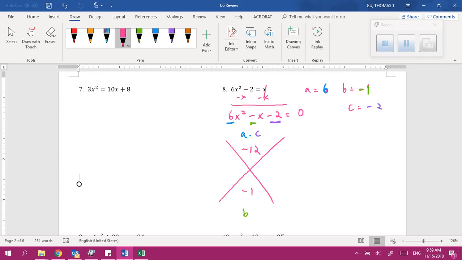Okay, so now you have to find two numbers that multiply to give you negative 12 and add to give you negative 1. What would those numbers be? Negative 4 and 3, very good. And what do you have to do to these side numbers after you find them? Put the fraction line, and then what goes on top of the fraction line? 6x, that's right, good.